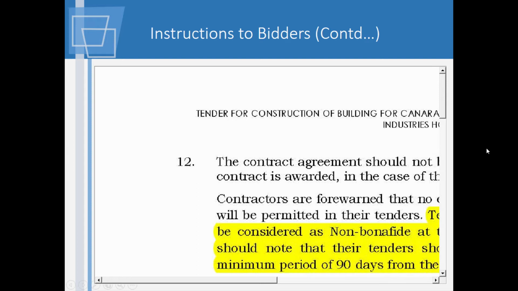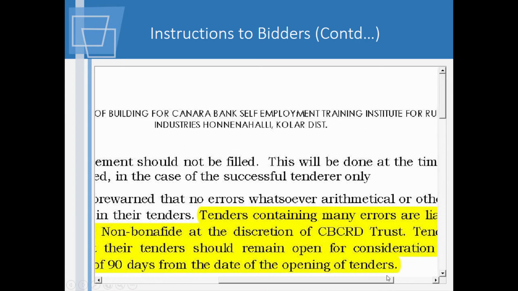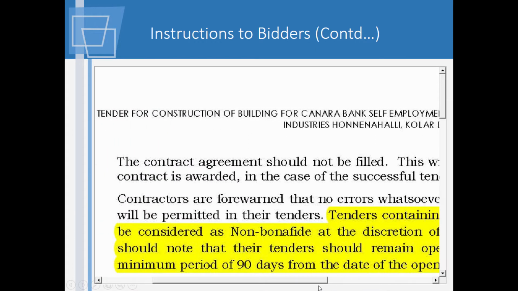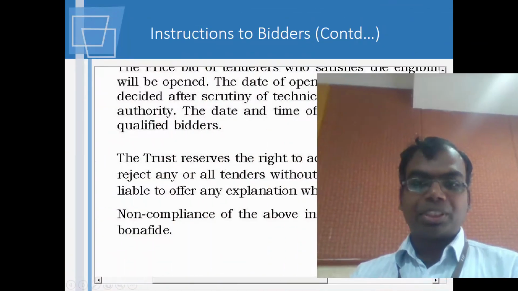This is again another instruction which has been given to the bidder. See here they are saying contractors are forewarned that no errors, whether arithmetical or otherwise, will be permitted in their tenders. So whenever you give a tender, it is very binding. So we should be very careful when we give the tender. And these are some of the certificates which they want.